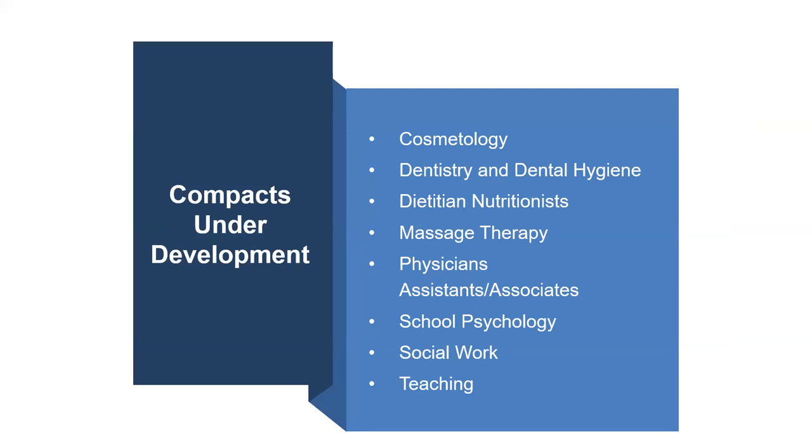So these are compacts that are still in the drafting stage. We are hoping that, I believe, almost all of these, except for maybe one or two, will be available for states to begin enacting in 2023. But these are the compacts where the draft is still being finalized before we present it to states. And so the compacts under development include cosmetology, dentistry and dental hygiene, dietitian nutritionists, massage therapists, physician assistants or associates, school psychologists, social workers, and teachers.